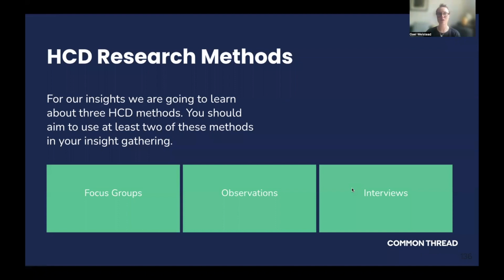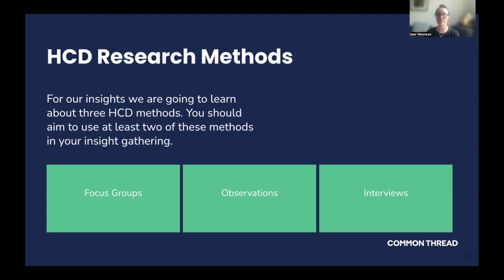And so what are some human-centered design research methods which may be useful for you and your work? For insights, we're going to learn about 3 different methods, and you should aim to use at least 2 of these methods in your insight gathering. Human-centered design is very qualitative, and it's always useful to be able to cross-reference stories from one type of research with another type of research to make sure that we're understanding the nuance of what we're learning.